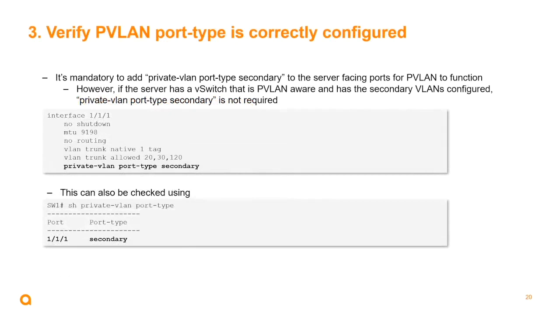And then finally, we want to verify the PVLAN port type is correctly configured. As I mentioned, it can be mandatory to add that private VLAN port type secondary to server-facing hosts. However, if that server-facing host has a vSwitch that's PVLAN aware, then that command may not be required. In this example, we've got that command being used, applied to port 111. And we can also check to see if that command has been used by doing the show private VLAN port type command.